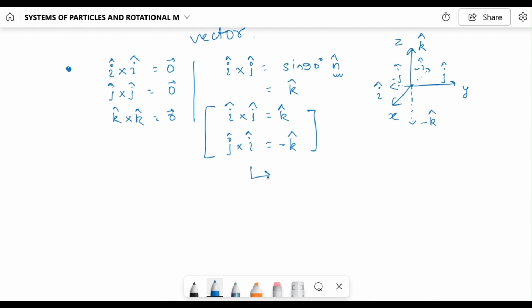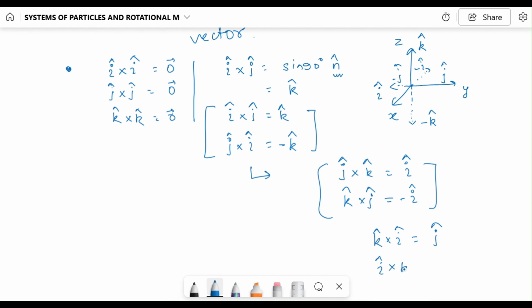And similarly, we can continue the argument for j cross k. We know j cross k is going to give us i cap, and k cross j will be minus i cap. And one more we can take here, k cross i, you can check it by yourself. This will be j cap, and i cross k will be minus j cap. So in this way, we can obtain the cross product of these unit vectors.